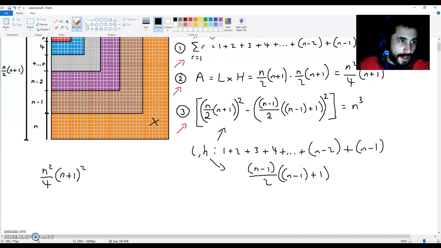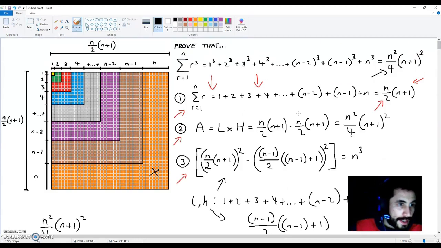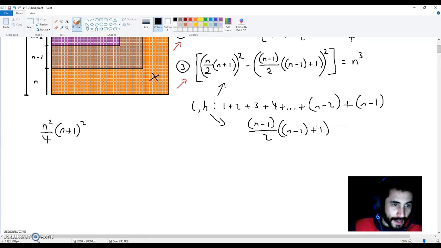It's kind of similar to this formula over here, but you subtract 1 from n over here and over here, alright? So this is the length and the height of the brown square.